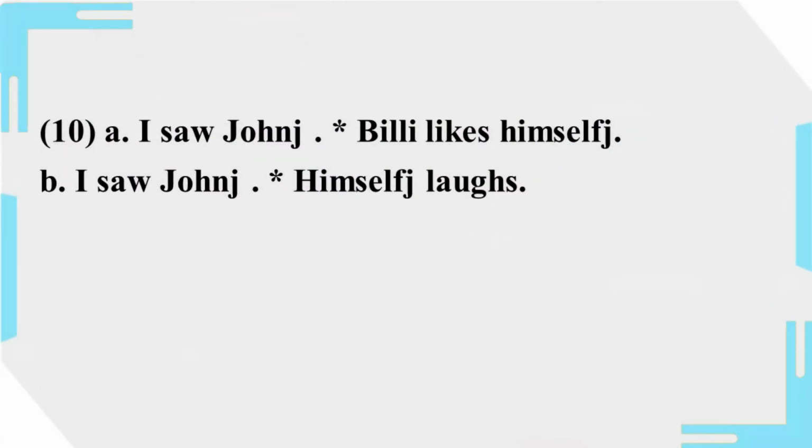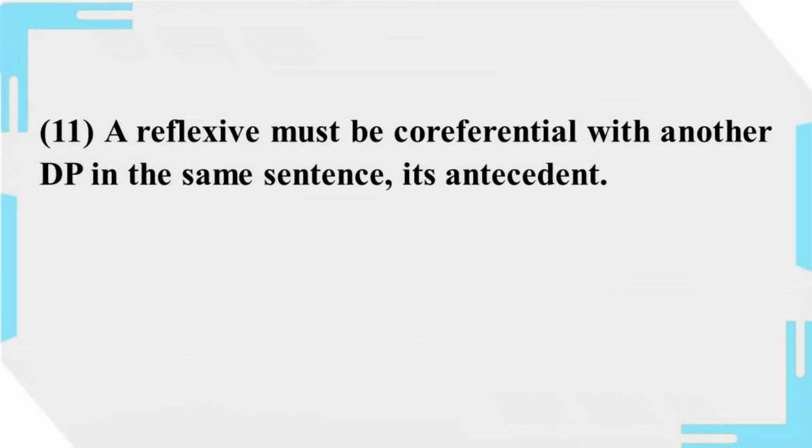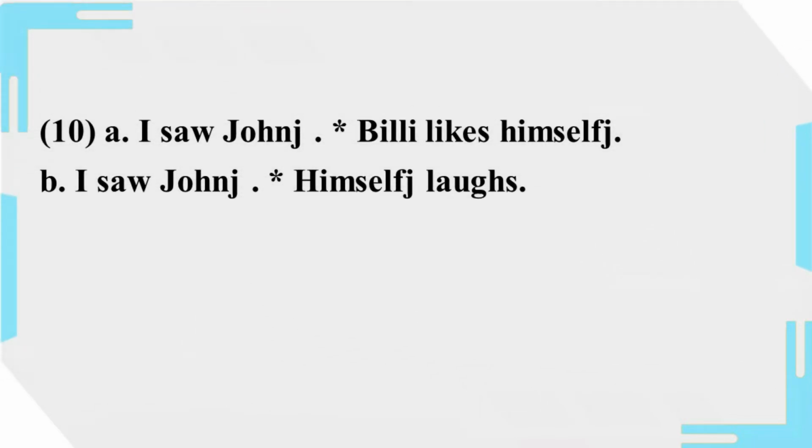I saw John. Bill likes himself. I saw John. Himself laughs. The point is this one. A reflexive must be co-referential with another DP in the same sentence, its antecedent. Notice the use of the same index, J, in 10a, which indicates they're being co-referential. Hence, I saw John. Bill likes himself.